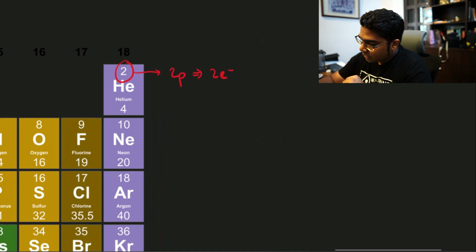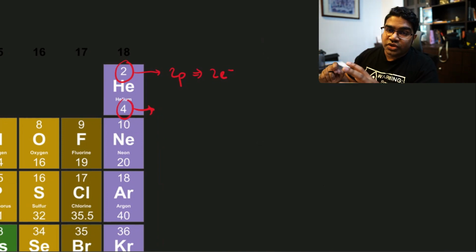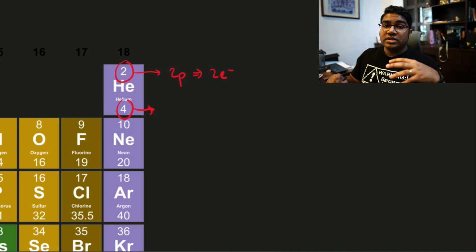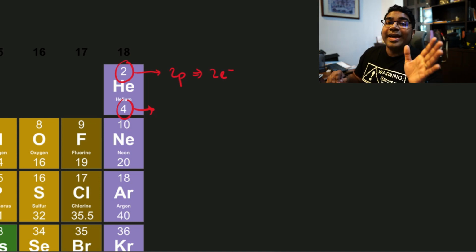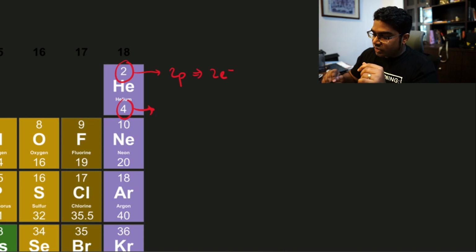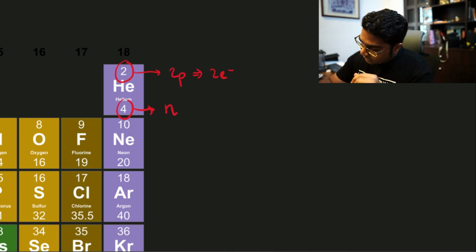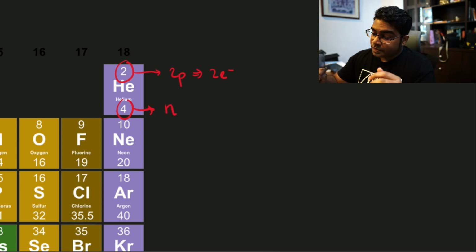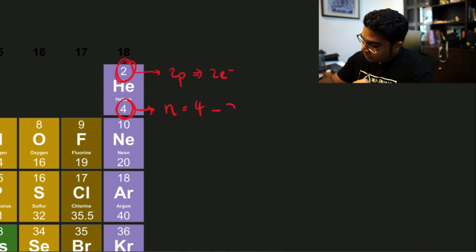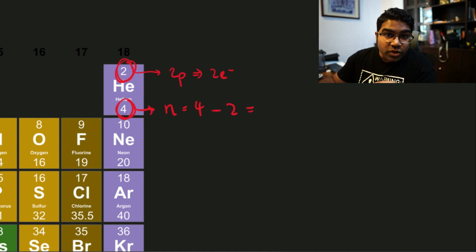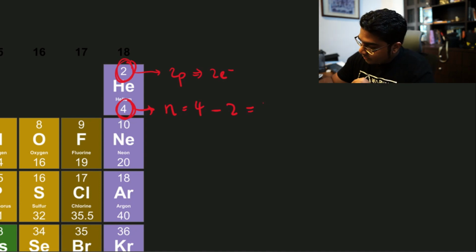So if we look at the bottom, this number represents the number of nucleons. So there are 4 nucleons, which is the total number of protons and neutrons. So how do I get the number of neutrons on its own? I simply have to take the nucleon number 4 and subtract the number of protons, which is 2. And so the number of neutrons is 2 as well. And that's it. That's the number of neutrons.